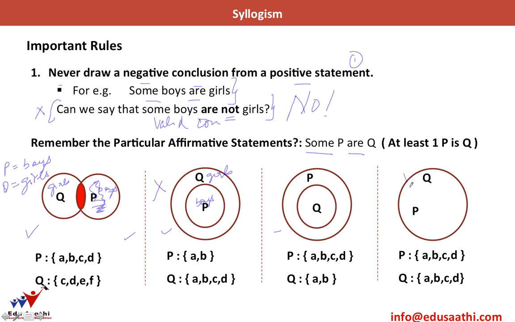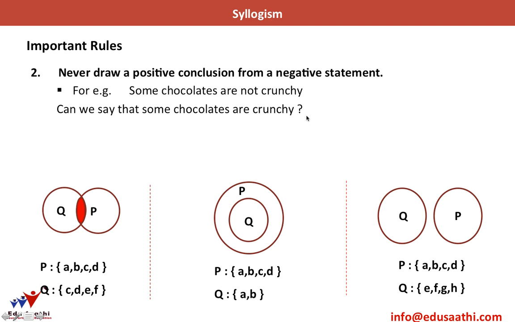Even if you take this last case, here we have boys equal to girls. So all boys are girls. Again, we cannot say that some boys are not girls. So here also this conclusion goes incorrect. Let's move on to the second important rule.